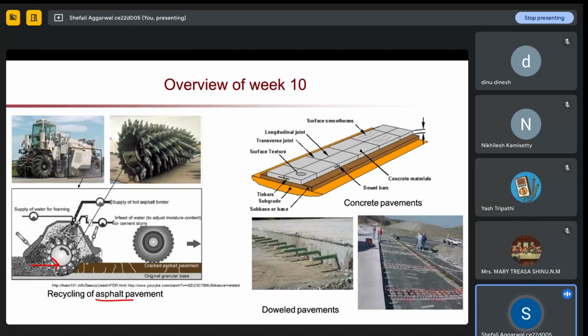Next thing is the concrete pavement, or rigid pavement. In a concrete pavement we have soil, then a sub base, and then the concrete base. In the concrete base there can be tie bars, dowel bars, and normal rebars, and then we have different types of joints. Just as we have a concrete slab in a normal structure, in the same way we will have concrete pavements. However, in pavements we have to provide joints, or it can be continuous also.